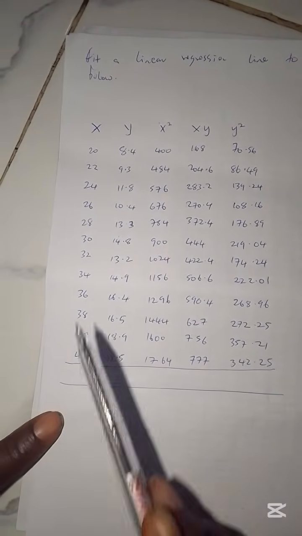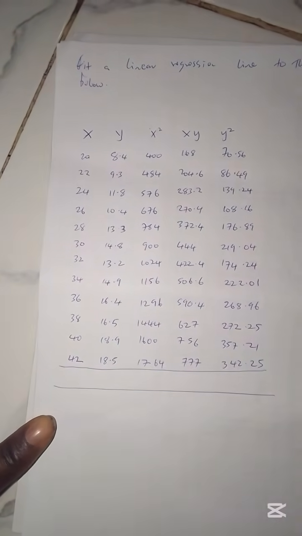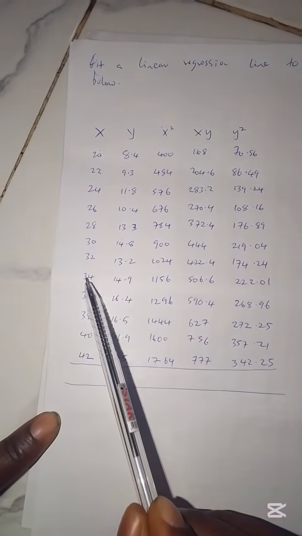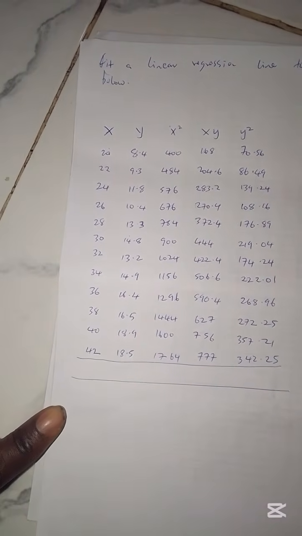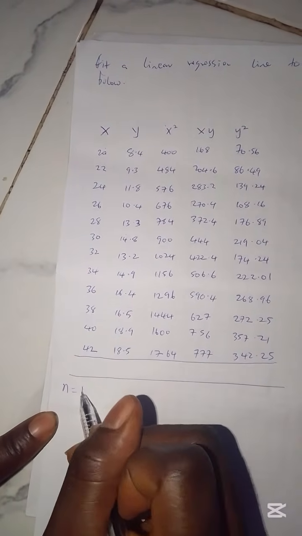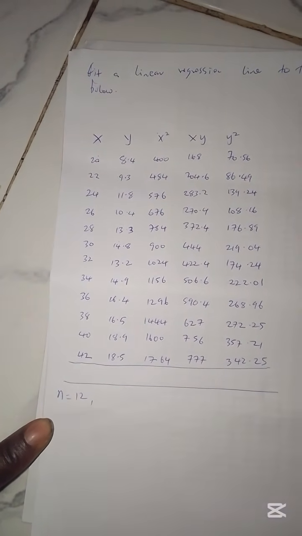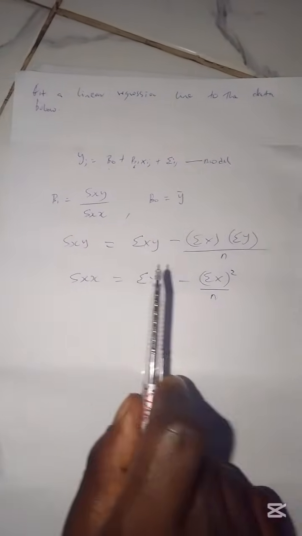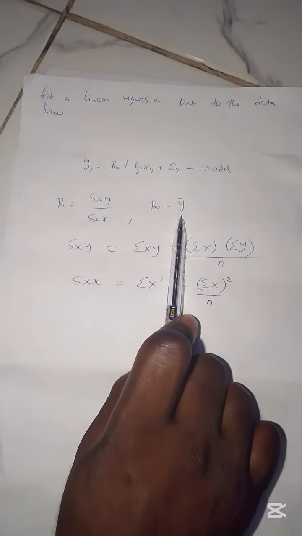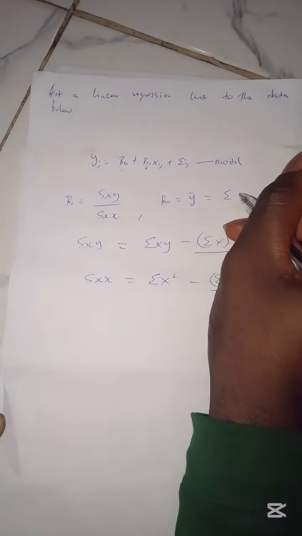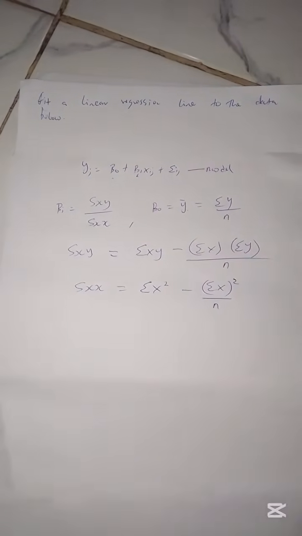All right, let us first of all count: 1 2 3 4 5 6 7 8 9 10 11 12. That means our n is equal to 12, right? So if n is equal to 12, that means we can get y bar, which is summation y over n.